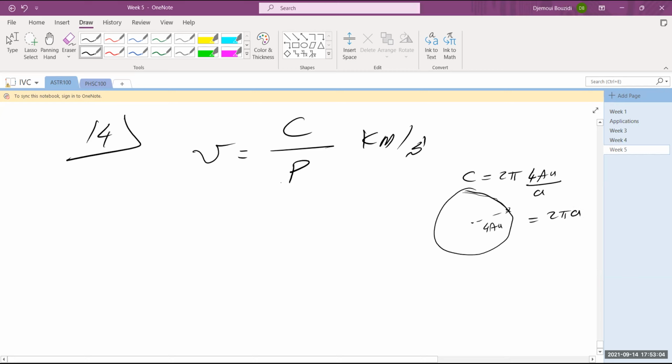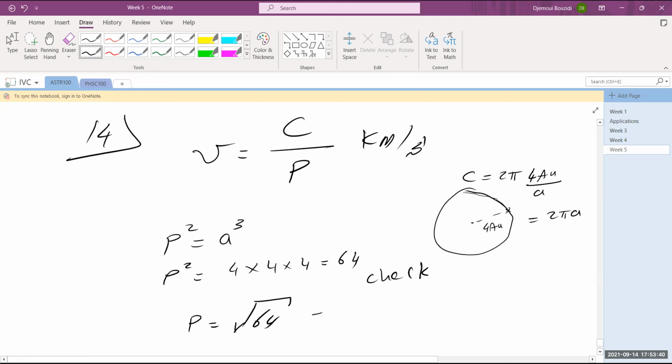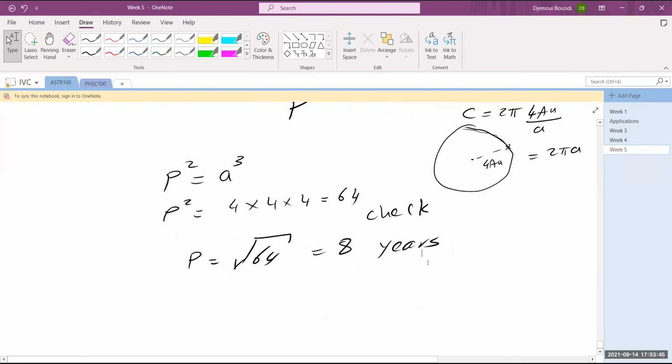Okay, I need to find P first. I need to use Kepler's third law still. P squared is equal to A cubed. That means P squared is equal to 4 times 4 times 4, and that is actually 64. Please check these things, okay? Don't take my word for it. P is going to be the square root of 64, and I think the square root of 64 is 8 years. Okay, that is the answer for P.